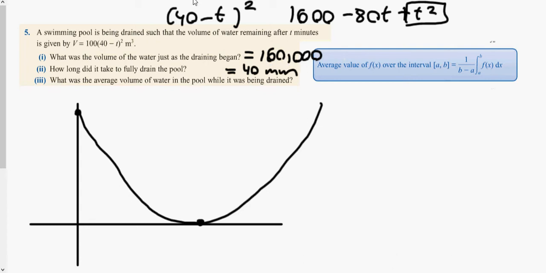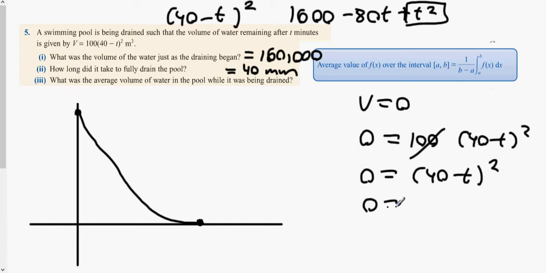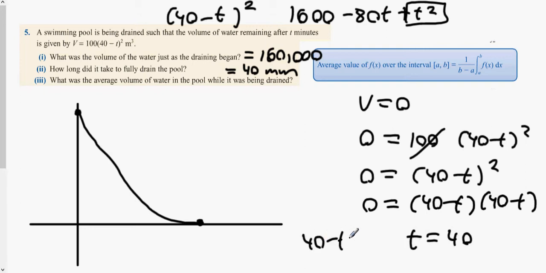Now, another way to solve that 40-minute problem would have been to do this. When you say V equals 0, when the volume of the pool is empty, so 0 equals 100 bracket 40 minus t squared. The 100 cancels, 0 equals 40 minus t squared. Now you can do this too, it's already factorised for you. So it's going to be 0 equals bracket 40 minus t, bracket 40 minus t. You solve it and you get t equals 40, because you're going to get 40 minus t equals 0. Bring over the t, t equals 40, okay?